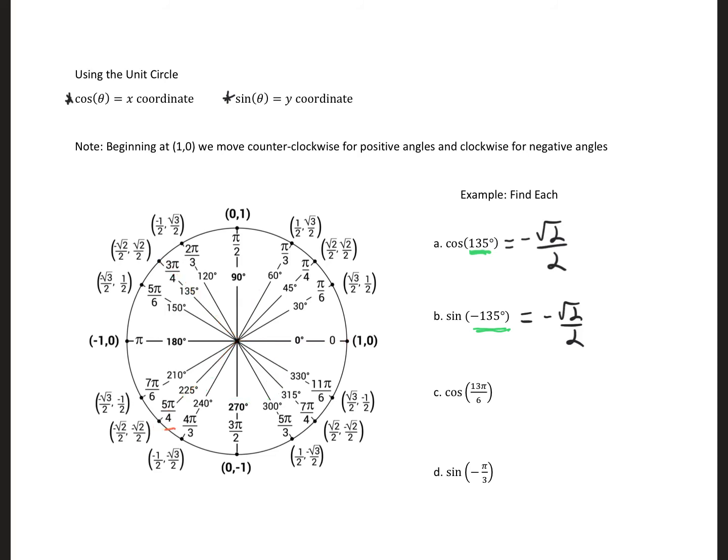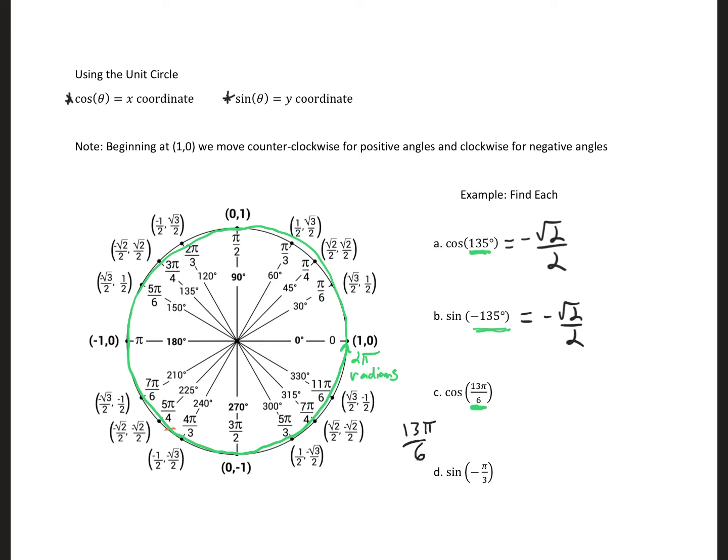Let's talk now about radians. So imagine if we want to find cosine of 13 pi over 6 radians. Remember to go all the way around this circle. That is equivalent to 2 pi radians. 13 pi over 6 is actually more than 2 pi.